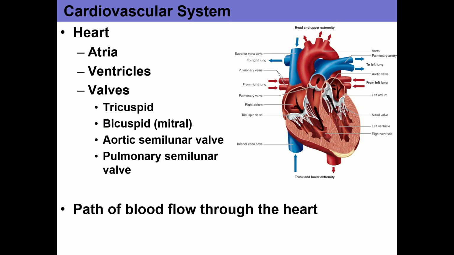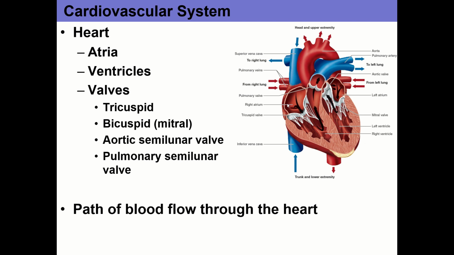So here is our right atrium. Here's the left atrium. So the atria are the smaller of the chambers, and then here's our right ventricle. Here's our left ventricle. So the ventricles are the larger of the chambers. The valves, again, are going to prevent backflow. So here's one valve here, and then here's another valve here.